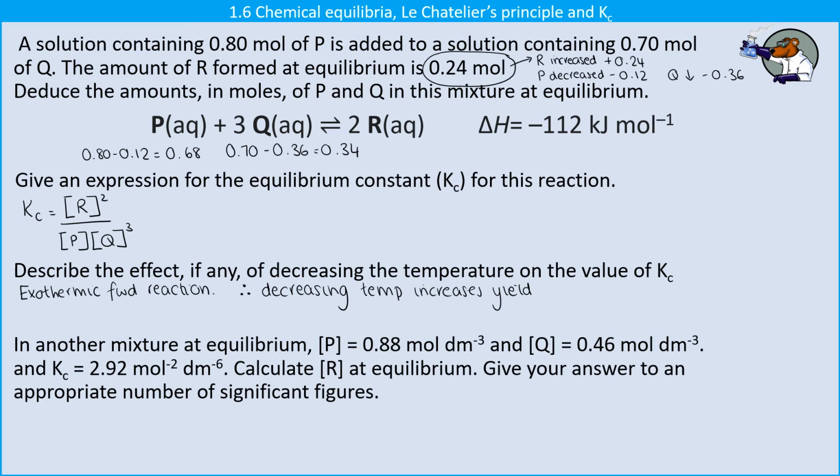So therefore, the number on the top of my fraction is going to be getting bigger, and meanwhile the number on the bottom of my fraction is going to be getting smaller as equilibrium moves to the right. So since I have more R produced, I'm going to have a larger value for Kc.